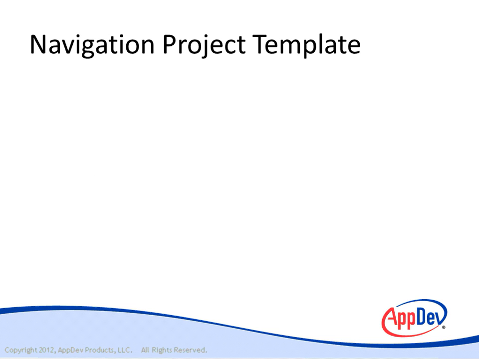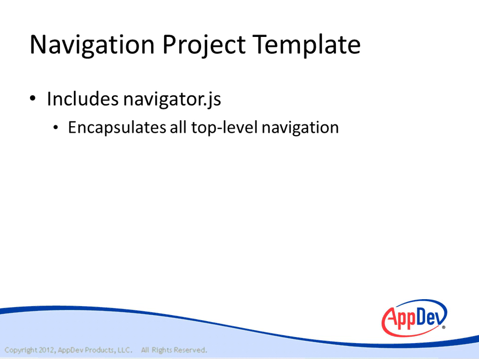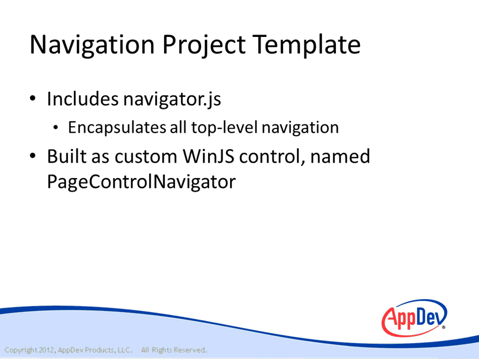And it adds a simple API. In order to make use of this, you'll really want to use the navigation project template, not the blank project template that we've been using. This encapsulates all of the information you need in a JavaScript file called navigator.js that adds all the top-level navigation for you. The page control is built as a custom WinJS control named Page Control Navigator, but that's generally handled for you when you add a new page control to your application. Let's start by looking at a very simple example using a page control.